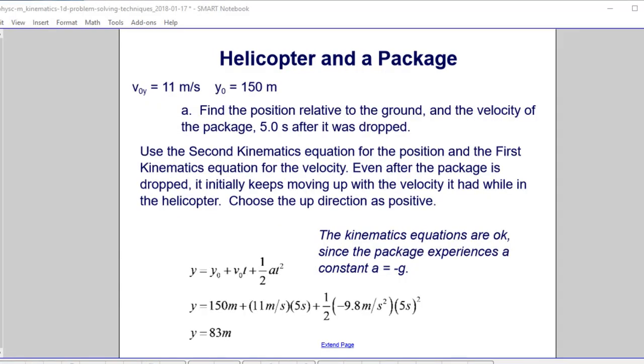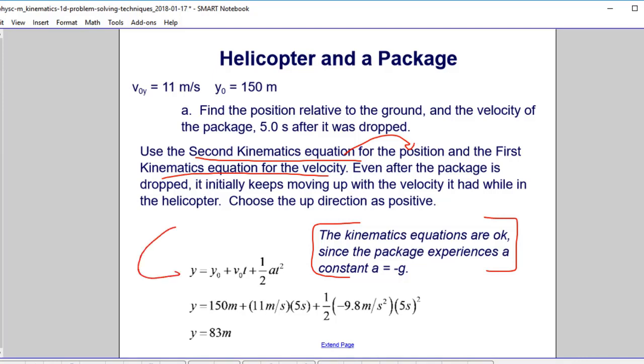Find the position of the package relative to the ground and its velocity 5 seconds after it was dropped. We're going to use the second kinematics equation and the first kinematics equation for the velocity. Second, of course, is for the position. Even after the package is dropped, it initially keeps moving up with the velocity it had while in the helicopter. That's its v0. We're going to choose the up direction as positive. And we're allowed to use the kinematics equations here because the only acceleration once the package is dropped is due to gravity, which is a constant. A is minus g.